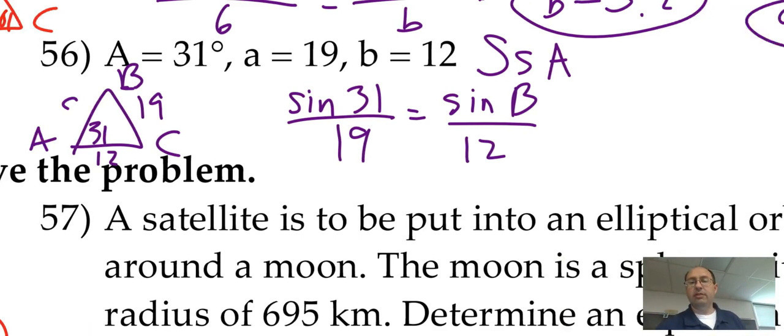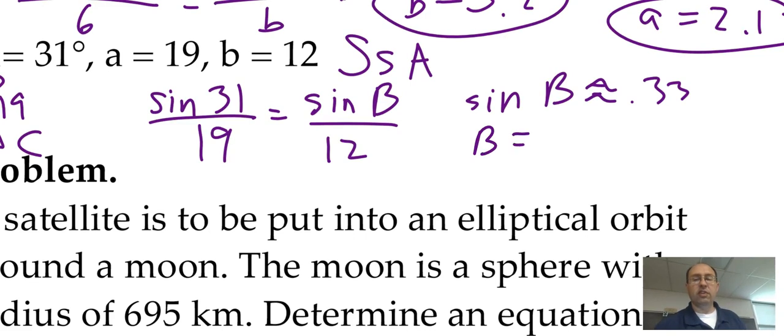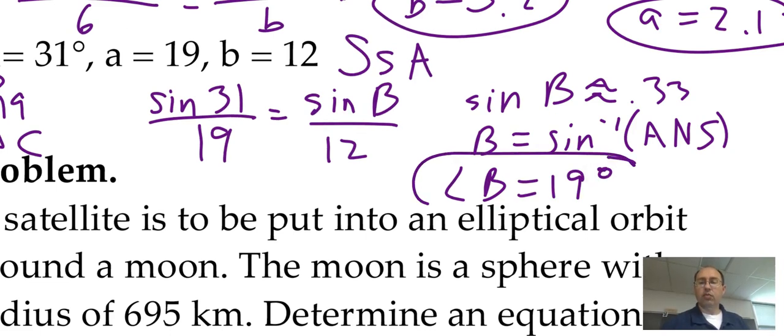So please don't get hung up and say, well, I don't see my answer on there. Well, that's because you've got to get rid of the sine. If you have that approximate 0.33, you've got to take the inverse sine of that answer. In fact, I just used the answer feature on your calculator, so you don't have to type all that. Sine inverse of the answer. 18, almost 19 degrees. So angle B is 19 degrees. Okay, so we got that part.